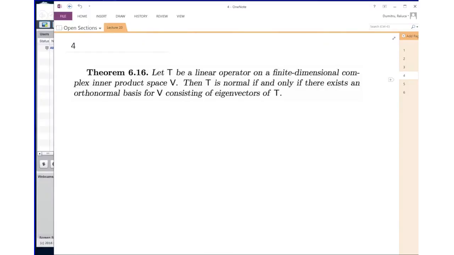Let's look into this. So this is finally the last property that we were going after about normal operators. It turns out that T is normal if and only if... What is all this saying? There exists an orthonormal basis for V consisting of eigenvectors of T. So basically it says that T is diagonalizable.